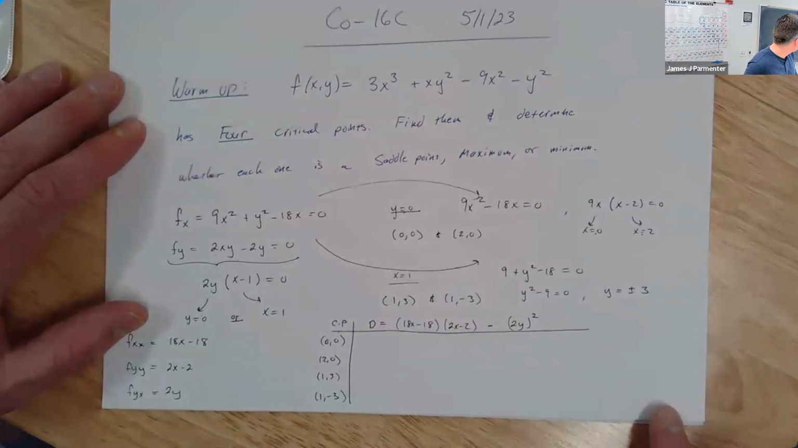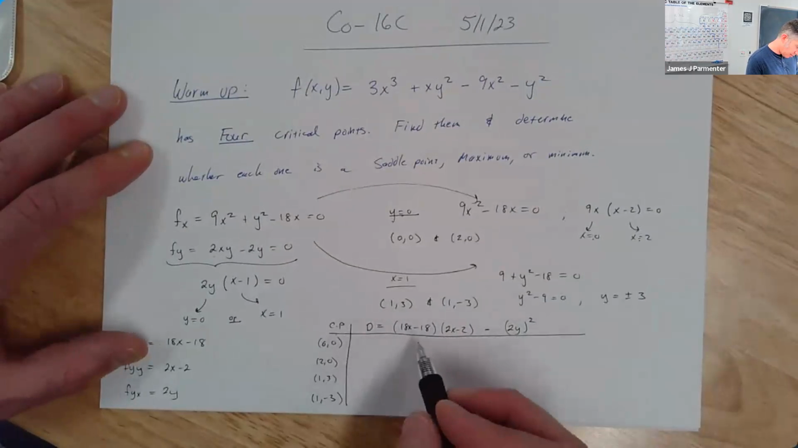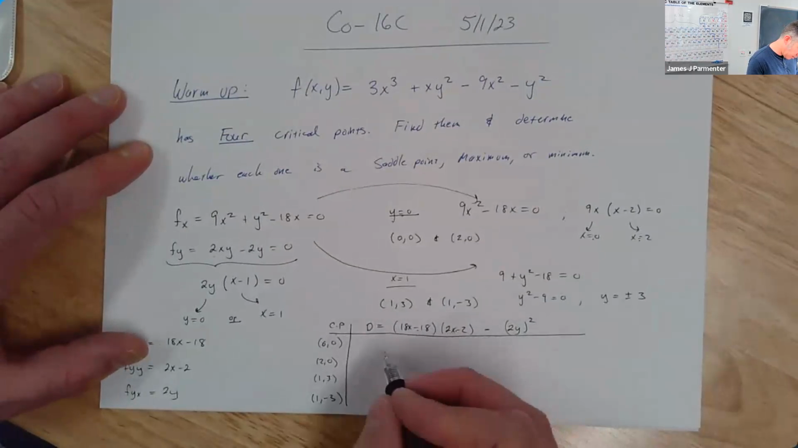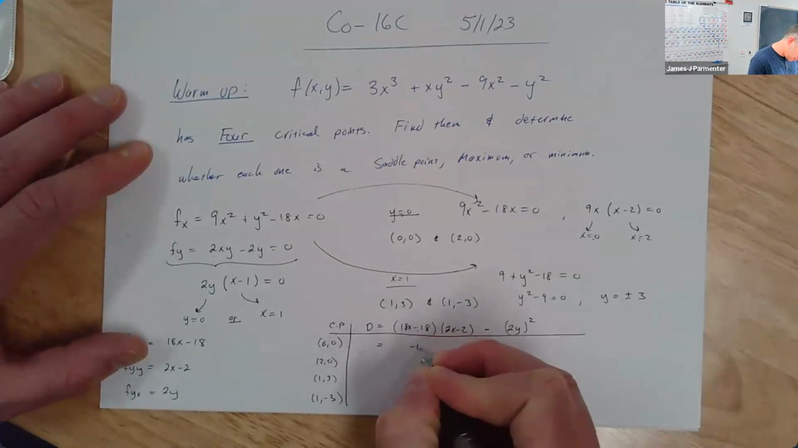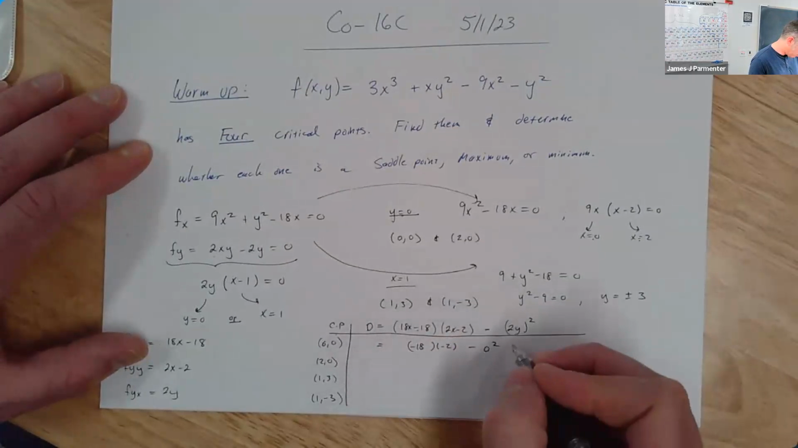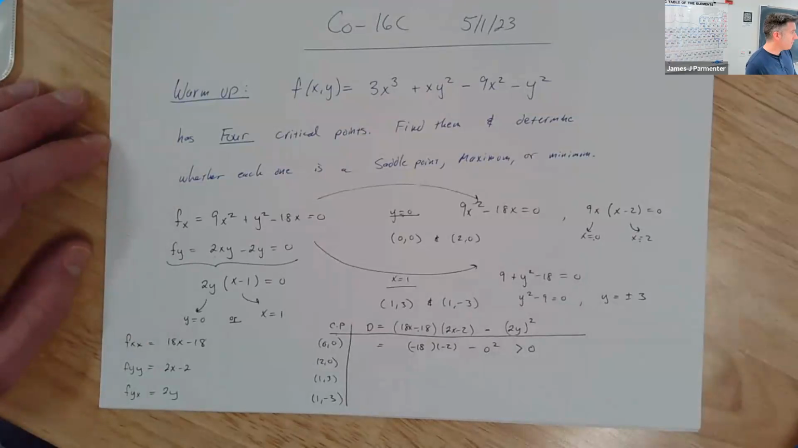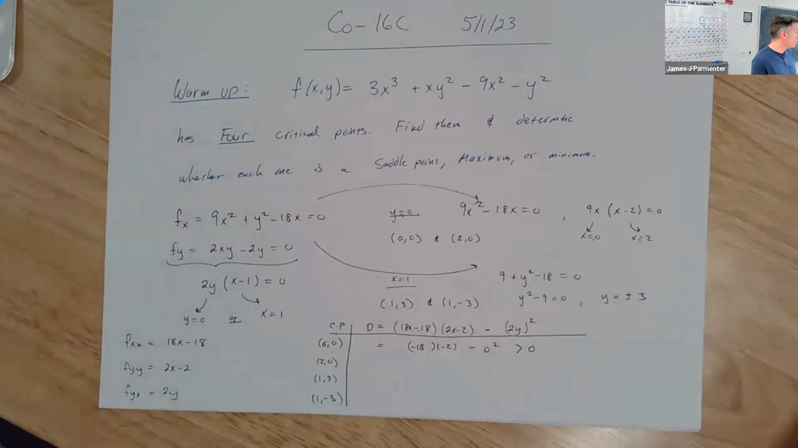So now I'm going to plug in my critical points into each of those things. So let's see. If I plug in 0, 0, I'm going to get negative 18 times negative 2 minus 0 squared, which is going to be 36. So it's going to be positive. When it's positive, that means you have to do more work. It's either a max or a min.